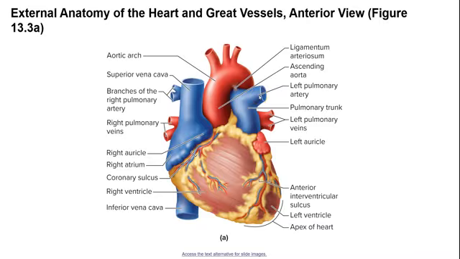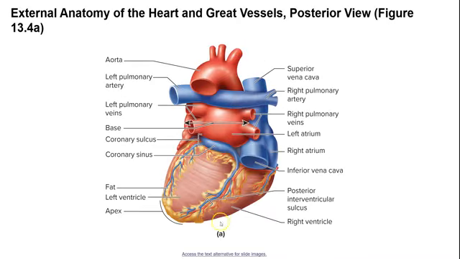Once the blood picks up oxygen at the lungs and drops off carbon dioxide, it will then return to the heart through these four pulmonary veins that you see here. There's the two right pulmonary veins and the two left. Those will dump that blood into the left atrium, which will be over here. From there, blood goes down into the left ventricle and then comes up through the aorta to be delivered to the body. So that's the anterior view.